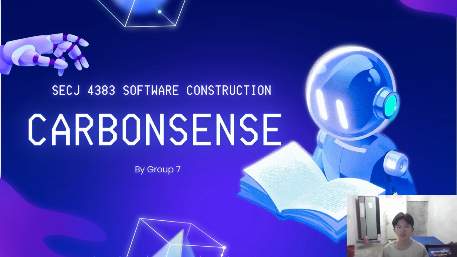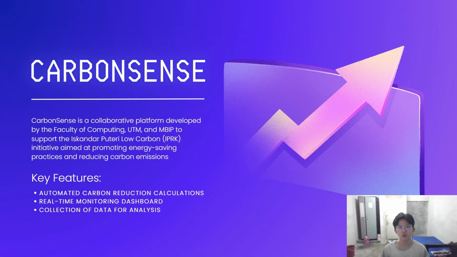So let me explain to you what this project did first. Carbon Sense is a collaborative platform developed by the Faculty of Computing UTM and MBIP to support the Iskandar Puteri Low Carbon IPRK initiative aimed at promoting energy saving practices and reducing carbon emissions. The key features of this system are to automate the carbon reduction calculation, provide a real-time monitoring dashboard, and also collect the data for analysis. I'm not going to dive very deep into these details. So let me show you the steps.